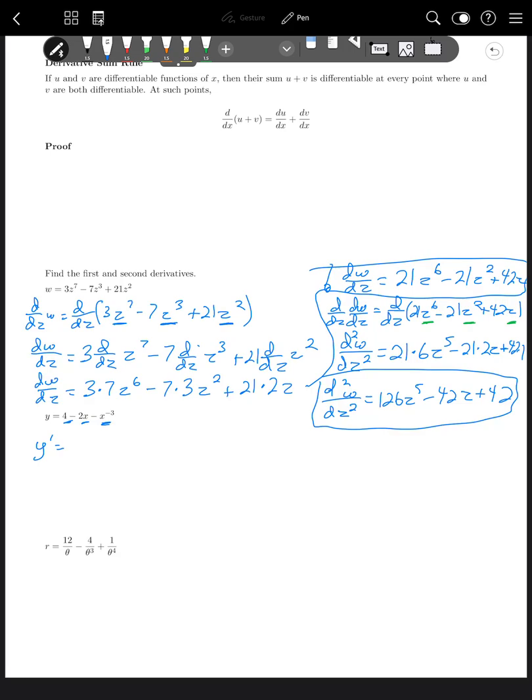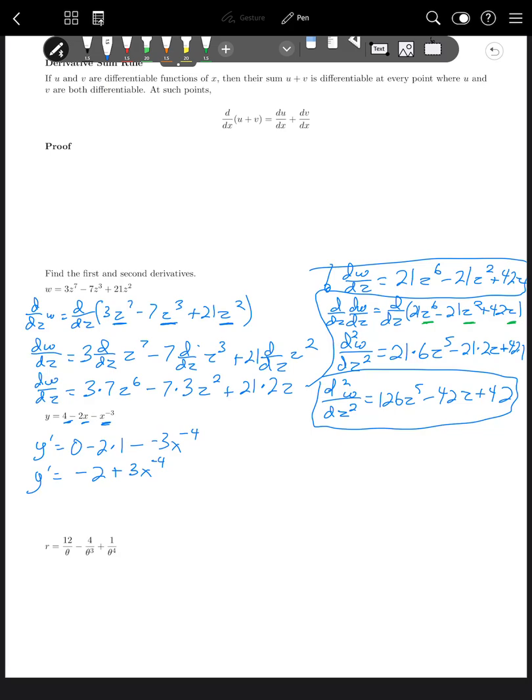Derivative of a constant. So what's the derivative of 4? Well, that's 0 because it's a constant. The derivative of negative 2x would be negative 2 times the derivative of x, which is 1, minus the derivative of x to the negative third, which would be negative 3x, and then we need to subtract 1 from negative 3, which is negative 4. And so this would be y prime equals negative 2 plus 3x to the negative fourth.